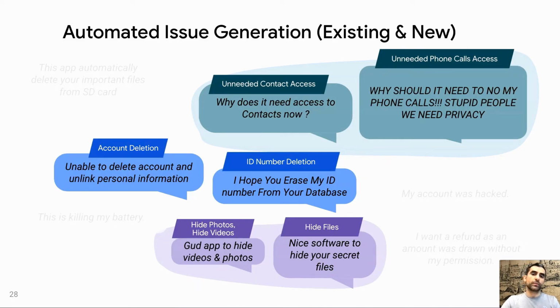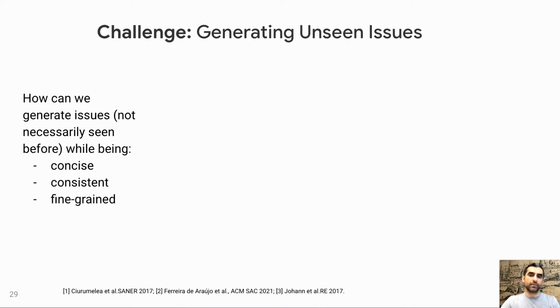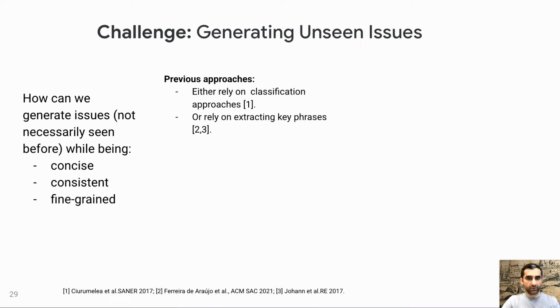We want to generate 1 or more issues per review. The main challenge is how can we generate issues that are not necessarily seen before, while still being concise, consistent, and fine-grained. Some previous approaches relied on classification. We categorize a review from a set of limited options.